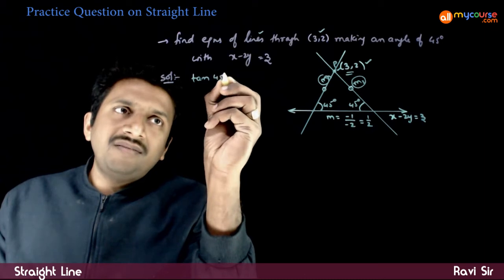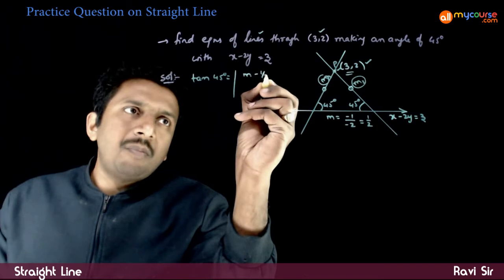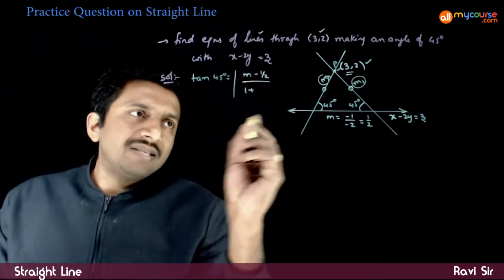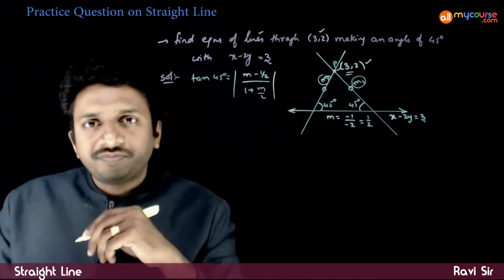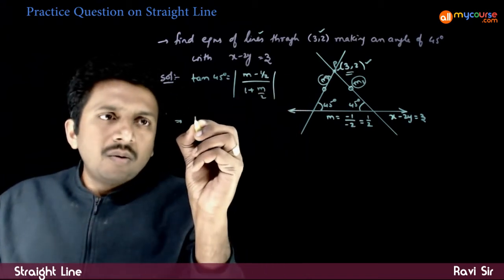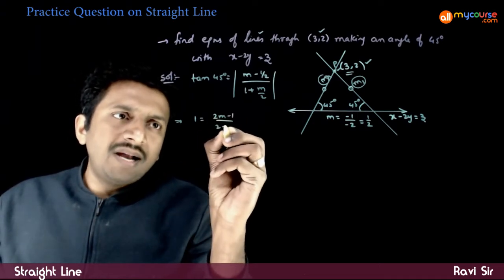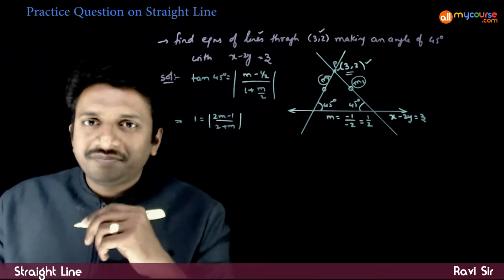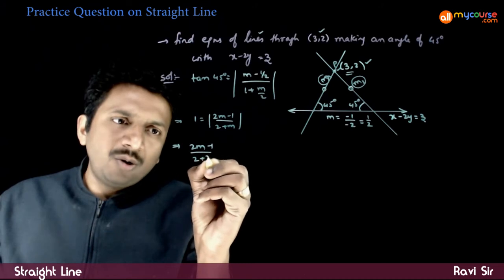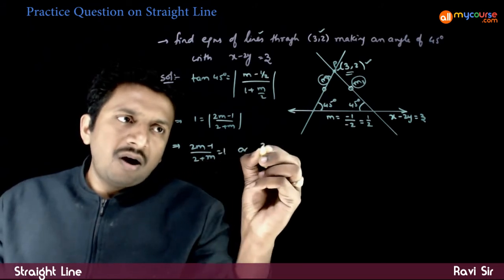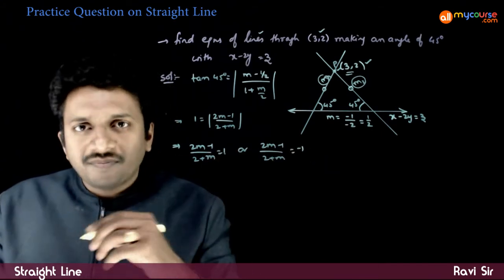tan 45 degrees is equal to modulus of (m1 minus m2) by (1 plus m1 into m2), which is (m minus 1 by 2) by (1 plus m by 2). This implies 1 is equal to modulus of (2m minus 1) by (2 plus m). This implies (2m minus 1) by (2 plus m) is equal to plus 1, or (2m minus 1) by (2 plus m) is equal to minus 1.